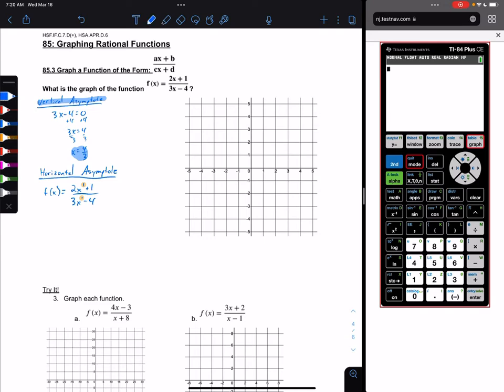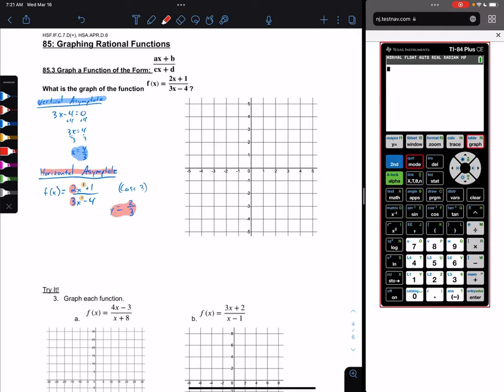If you want to remember from previous notes, that's case 3, where the degrees are the same for both the numerator and the denominator. That means our horizontal asymptote is the ratio of our leading coefficients. So that would be 2 and 3. So we have a horizontal asymptote at y equals 2/3. Not the friendliest asymptotes to graph, but we'll work with it. So we have that.